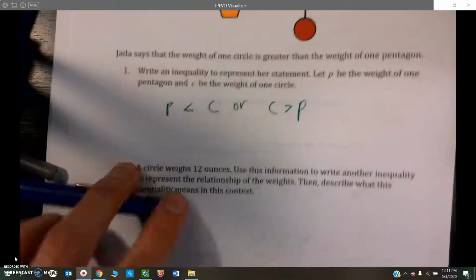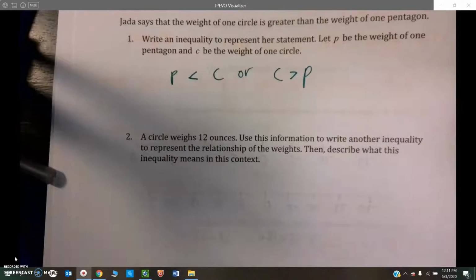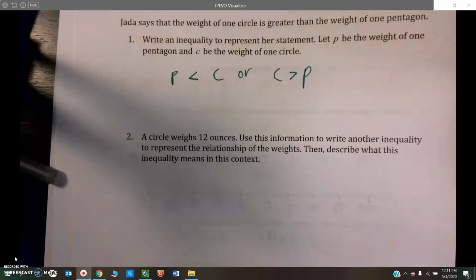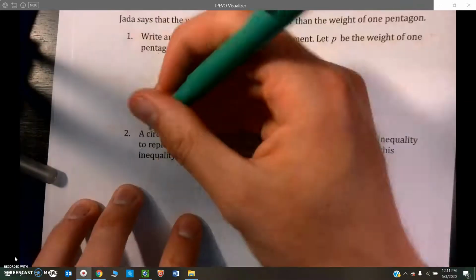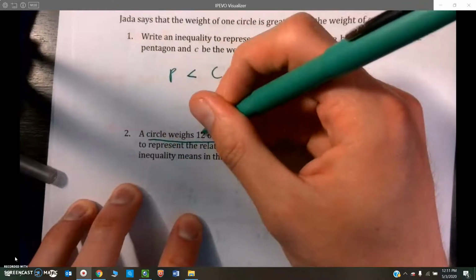So, either way. A circle weighs 12 ounces. Use this information to write another inequality to represent the relationship of the weights. Then describe what this inequality means in this context. So, the circle weighs 12 ounces.